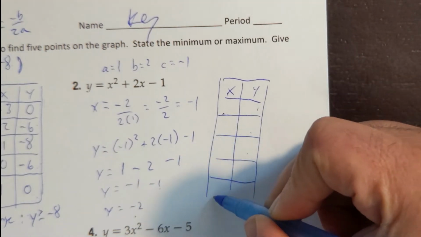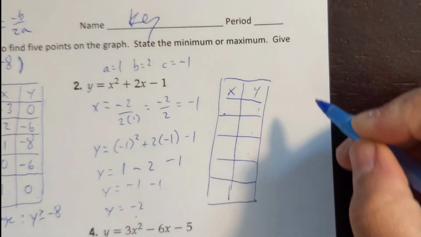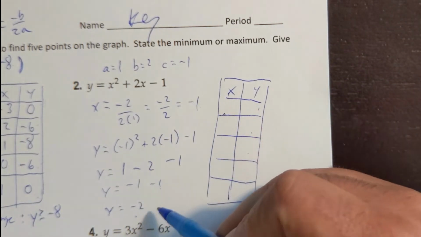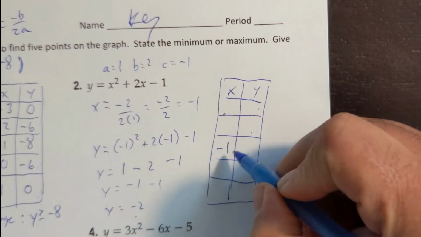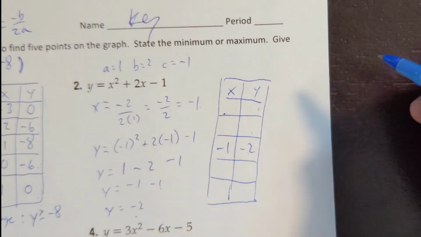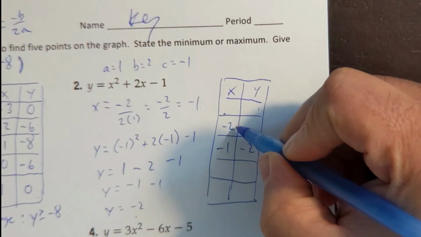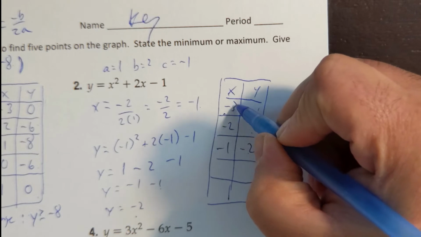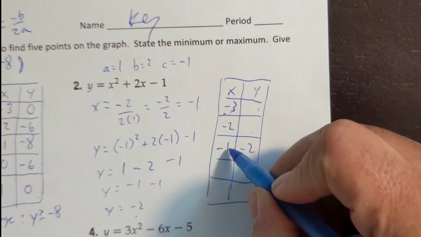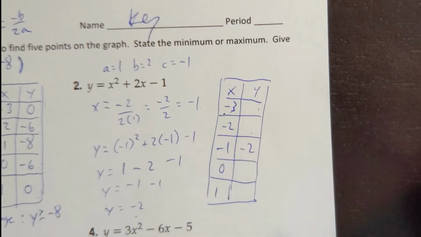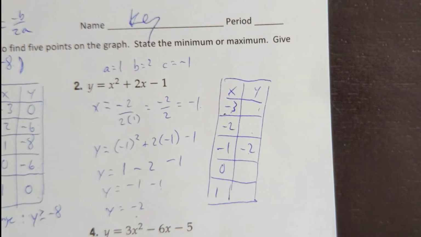One, 2, 3, 4, 5. We want to put the vertex in the middle, so that -1, -2 is going to go right here in the middle. Then if we subtract 1, we'd be at -2. If we subtract 2, we're at -3. If we go the other way, if we add 1, we're at 0. If we add 2 to this, we're going to be at 1. We have our 5 x values. Now we're going to use that scratch paper again.